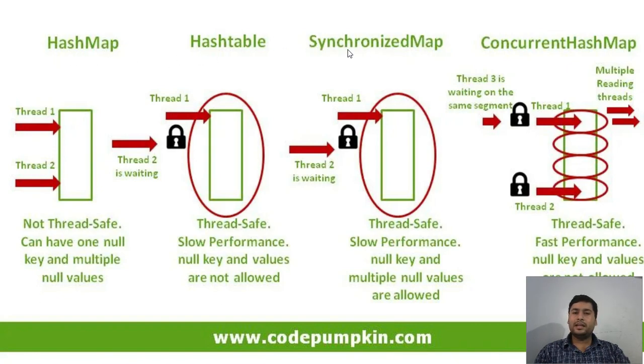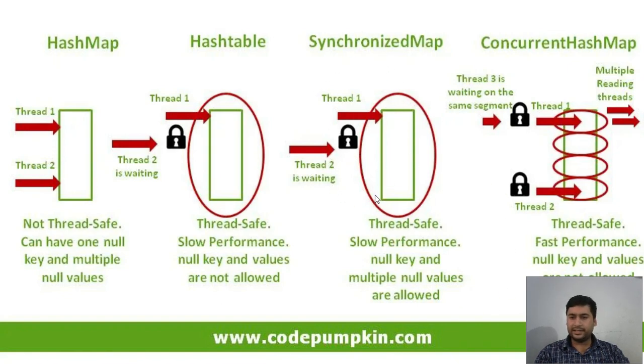Then again we came up with the synchronized map. After Hashtable we came up with the synchronized map. Synchronized map resolves some problems, but it has the same behavior as a Hashtable: only one thread can access it and other threads wait. It's thread safe and slow in performance. Multiple null keys and multiple null values are not allowed. So one null key and one null value it will accept, but it will not allow multiple null values. That is the situation with a synchronized map.